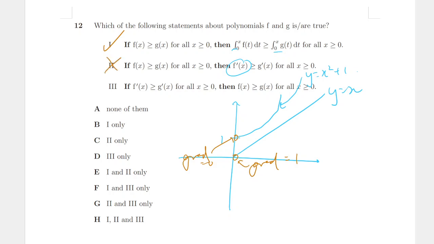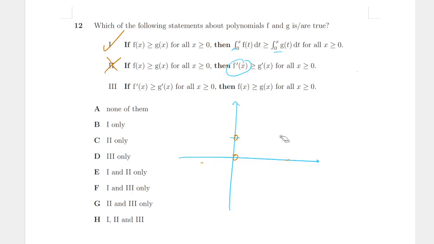So, bad. Okay, how about statement 3? If the gradient of f is always greater than or equal to the gradient of g, then f(x) is greater than or equal to g(x) for all x greater than or equal to 0. I think that is even easier than option 2. You just consider 2 straight lines, for example. Let me get rid of this diagram. So let's take f to be 3x minus 5, random function, and you take your g to be 2x plus 6, say.